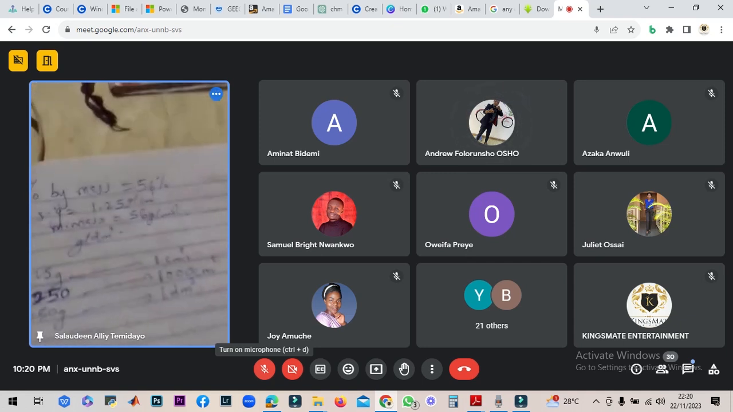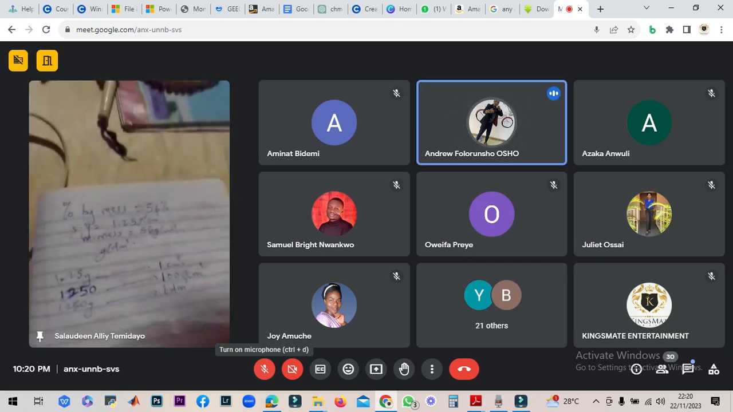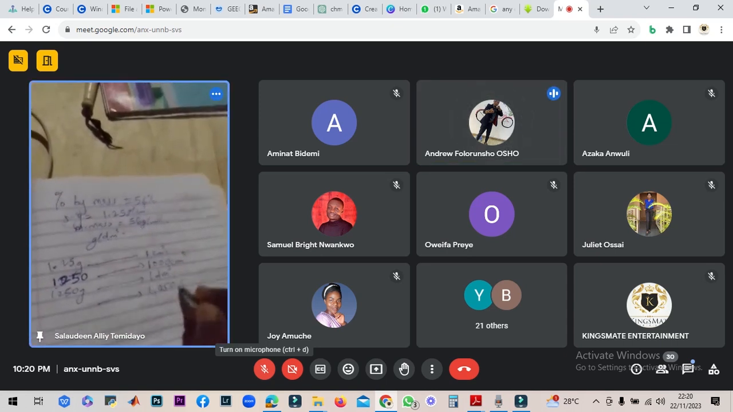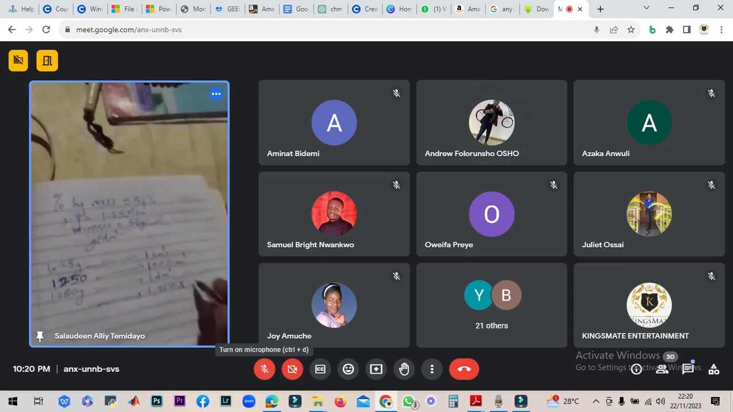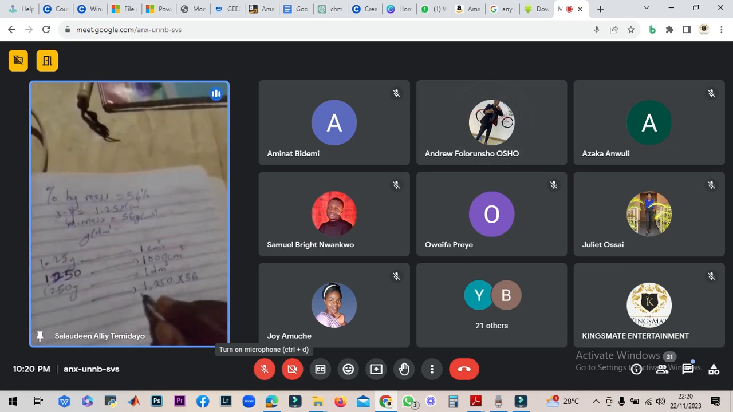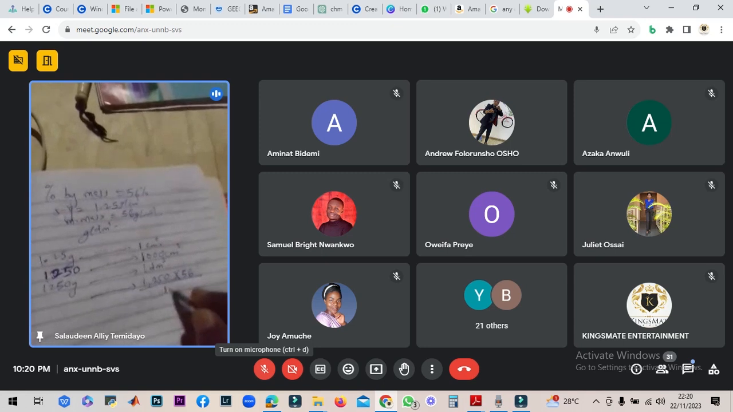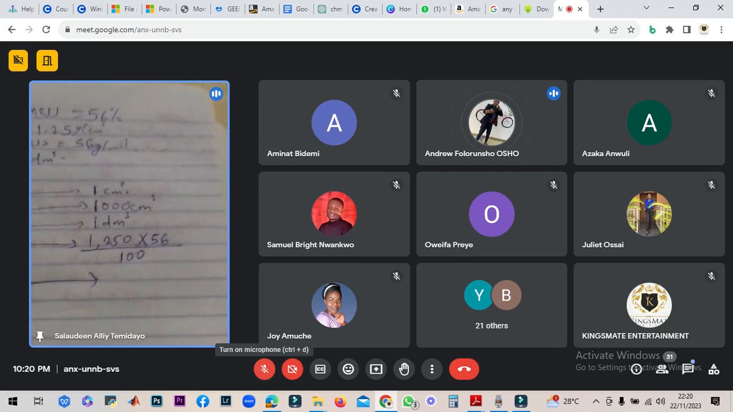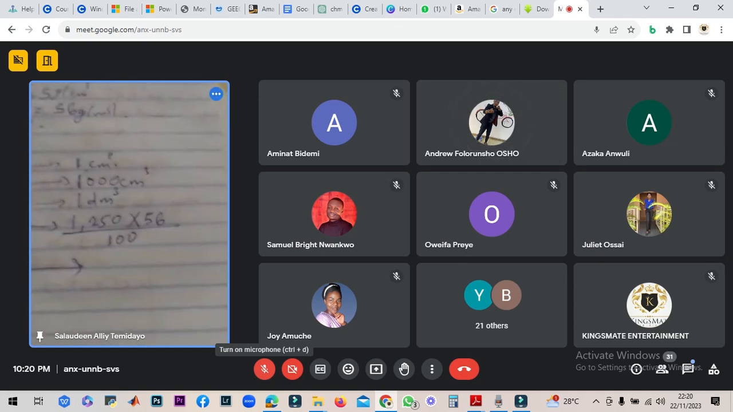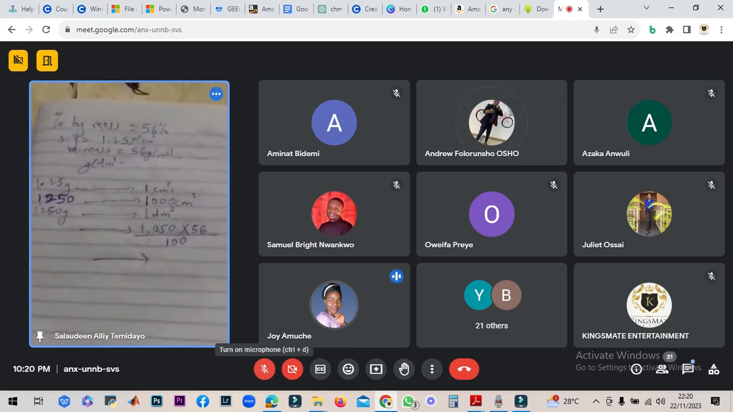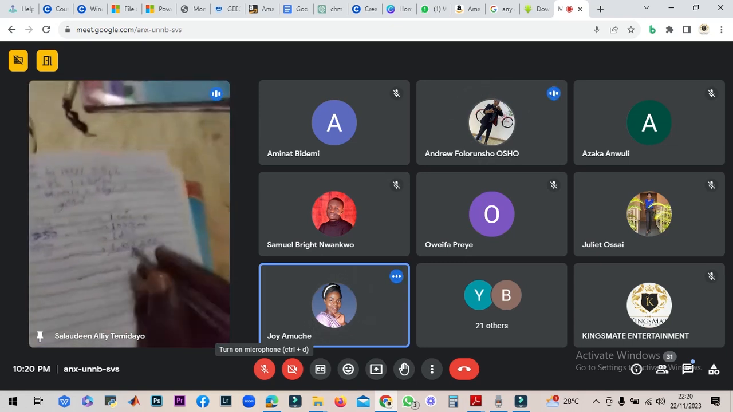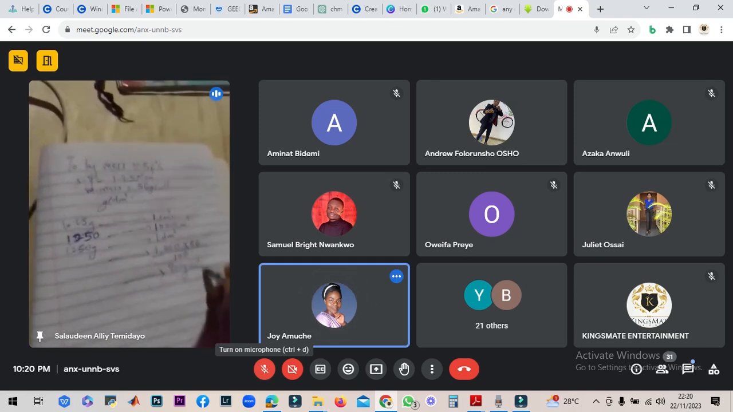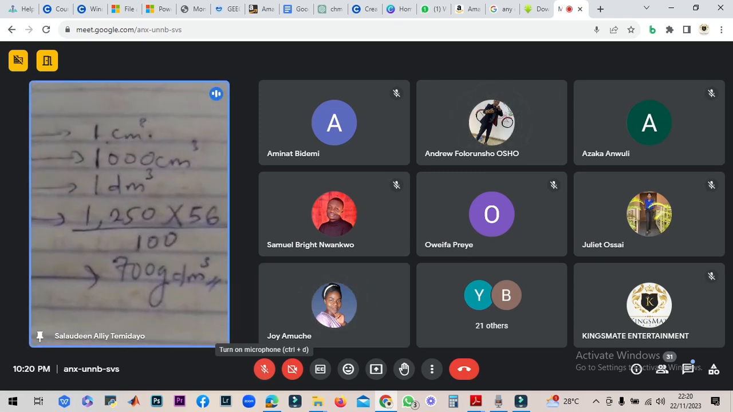So now, my thing is going to be 1,250 times the percentage given, 56 all over 100. This is what we are going to use now. So who will do the math for us? The answer we get will be the answer. 700 grams. Okay, so 700 grams per dm cube will be our answer.